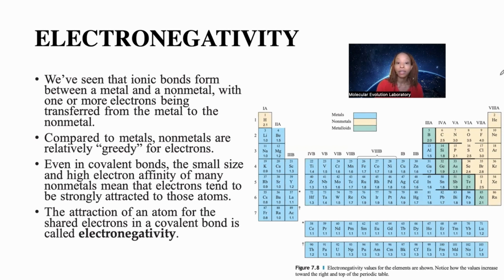Even in covalent bonds, the small size and high electron affinity of many non-metals mean that electrons tend to be strongly attracted to these atoms. The attraction of an atom for shared electrons in a covalent bond is called electronegativity. So electronegativity in essence is the attraction of an atom for the shared electron. So these are atoms that like to attract electrons from other atoms with which they can share electrons.